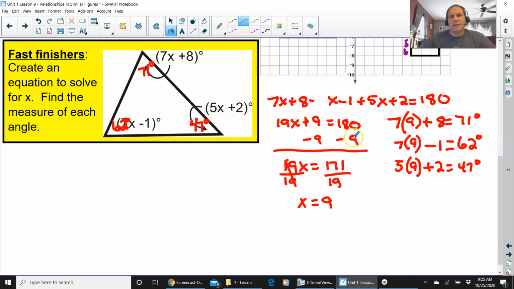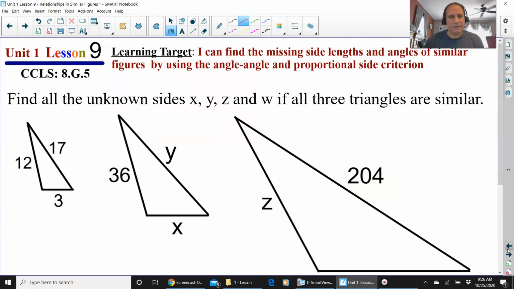Hold on. Yep. Normally, if it comes to a decimal, I'm not saying it's not going to come to a decimal at this point, but if it comes to a decimal, maybe in this type of problem, you made a mistake, and I did. I put a minus 9 instead of a positive 9. I corrected that. Then I subtracted 9 on both sides, as you see, and it comes to a whole number right here, x equals 9. And then I substituted in, and you see your answers. I got 71 degrees, 62, and 47. All right, and that is the fast finisher.